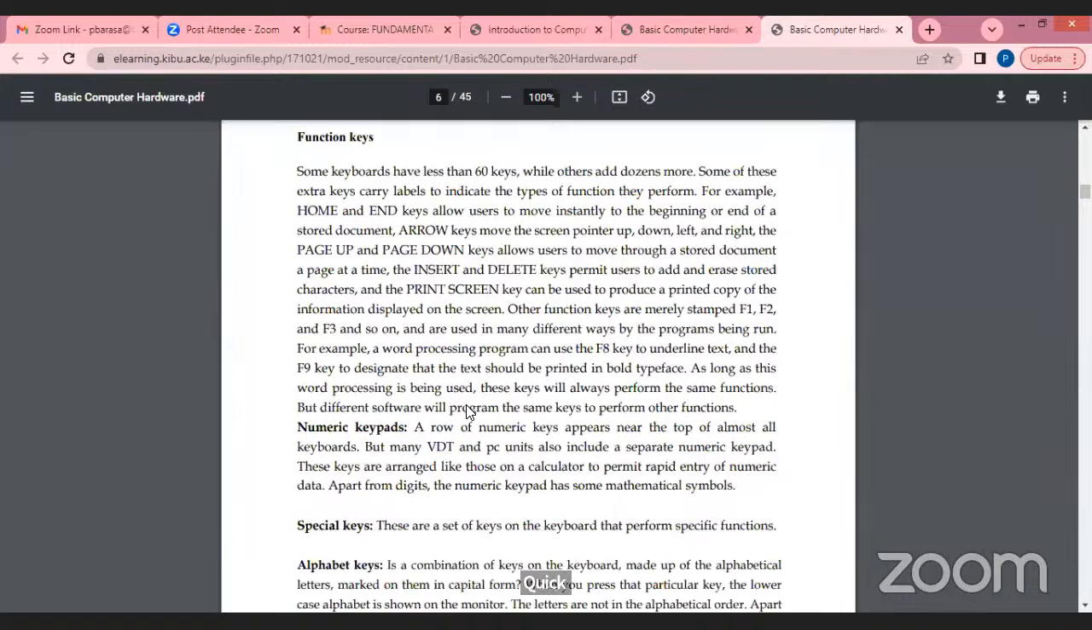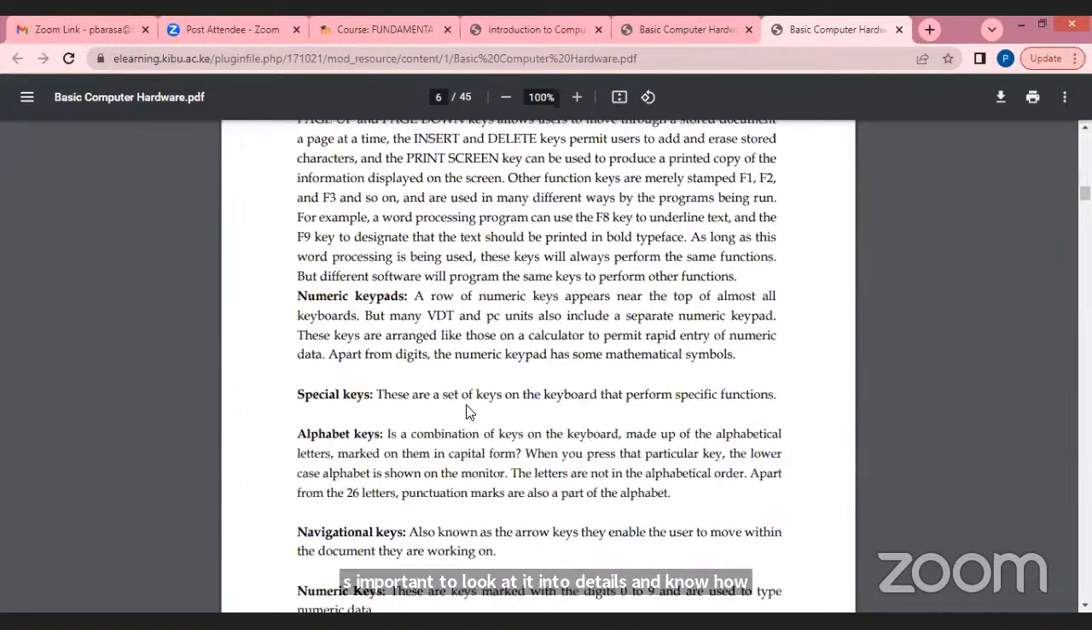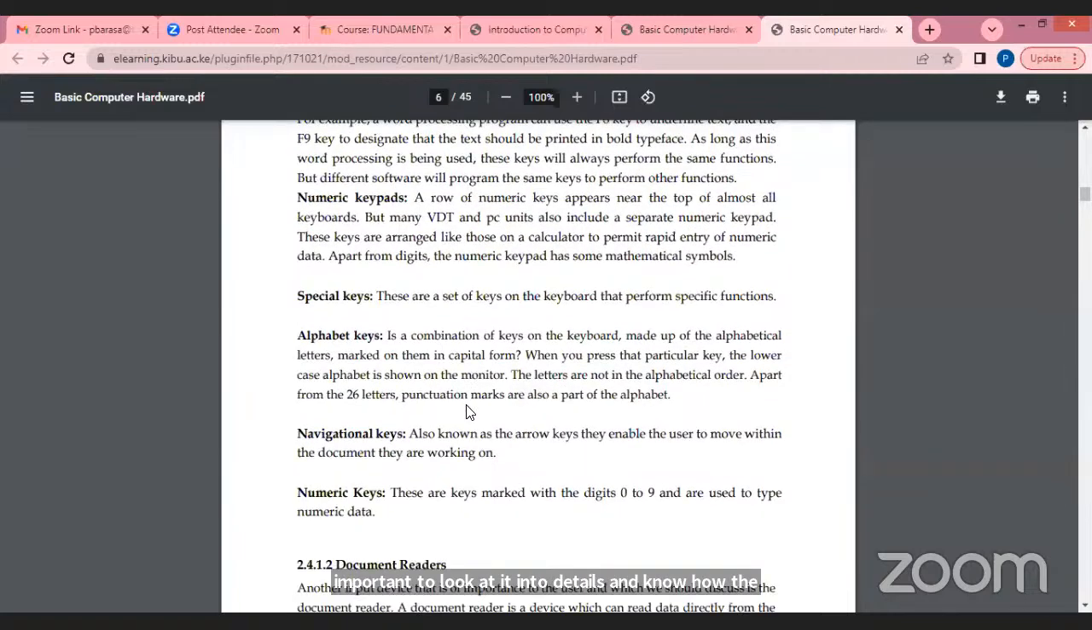Just like the normal typing screen, I know most of you have smartphones. We have a computerized screen where you have the function keys, the arrow keys, the down key, the page up keys. Mostly, I've seen these keys on your smartphone. Then the special keys. These are a list of keys on the keyboard that perform specific functions.